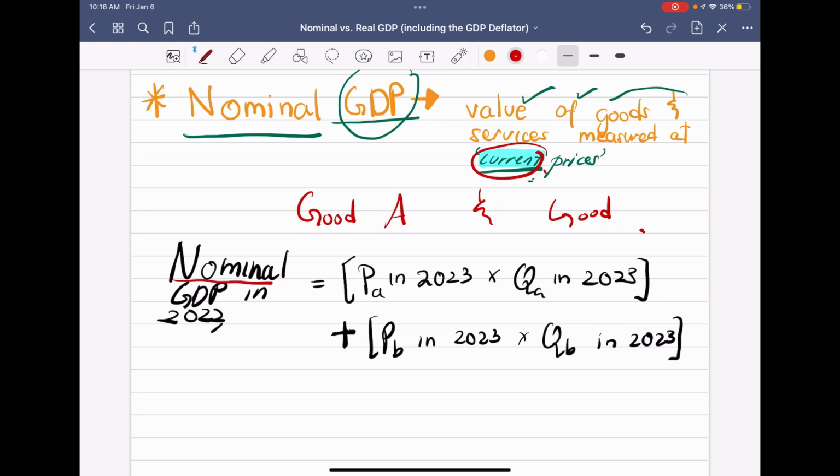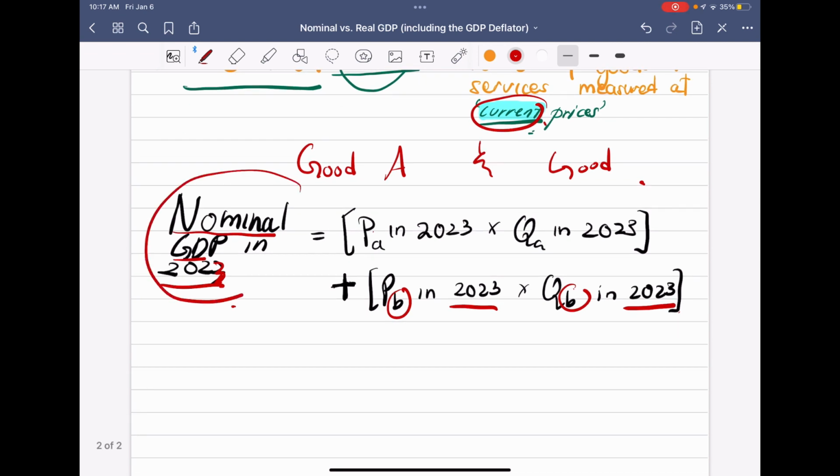If I want to calculate the nominal GDP of this economy at a certain year, let's say it's 2023 in this example, we simply put the price of good A in 2023 multiplied by the quantity of good A in 2023, plus the price of B in 2023 multiplied by the quantity of B in 2023. We add that together and we get the nominal GDP in 2023.